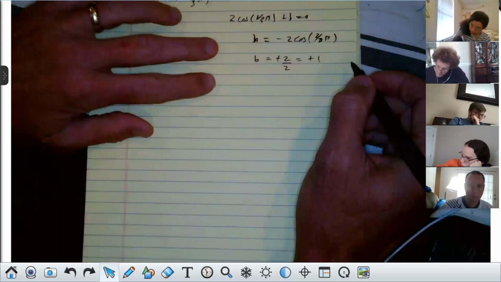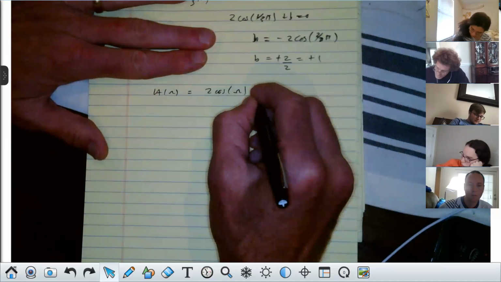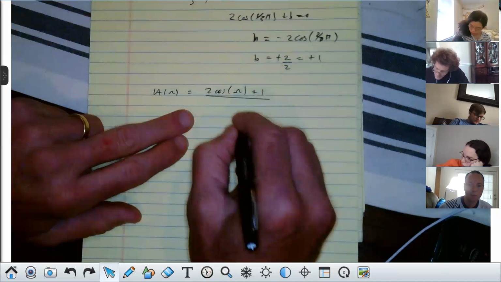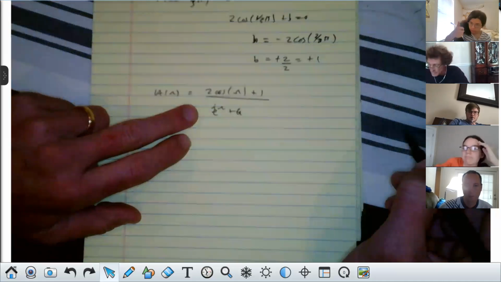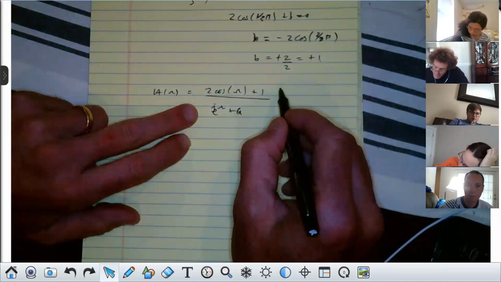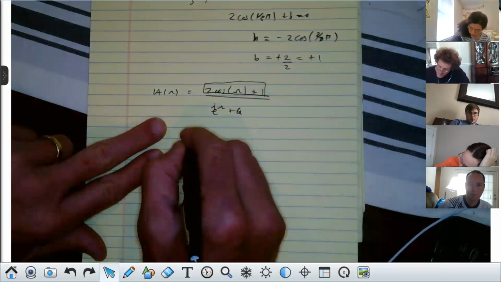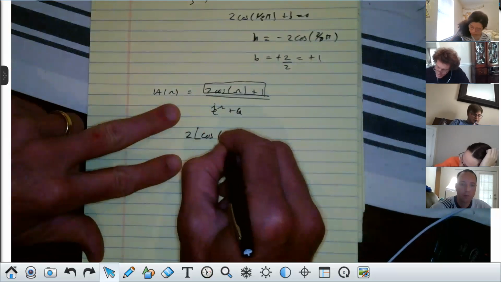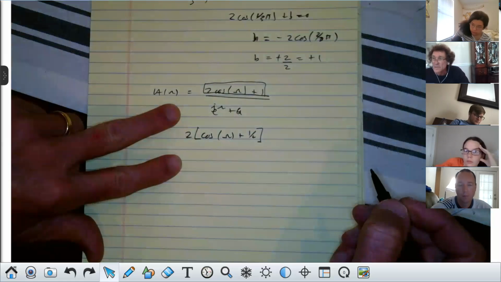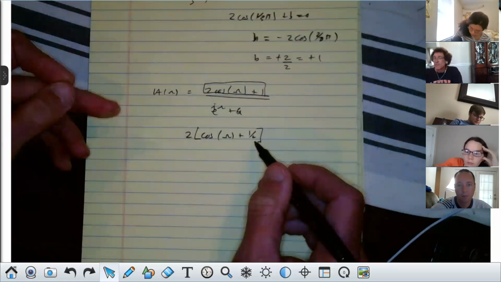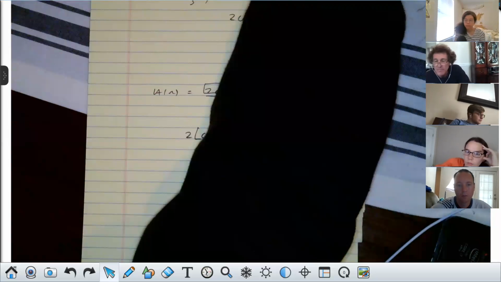So now I'm going to have a filter with H of omega equal to 2 cosine of omega plus 1 over e to the j omega plus a, correct? Now, if you take a look at this, and I take the 2 out in front, I would have cosine of omega plus 1/2, right? Do you all agree with me? I'm fooling around with a half angle formula here in a second, but let me see if I can find what I'm looking for here.